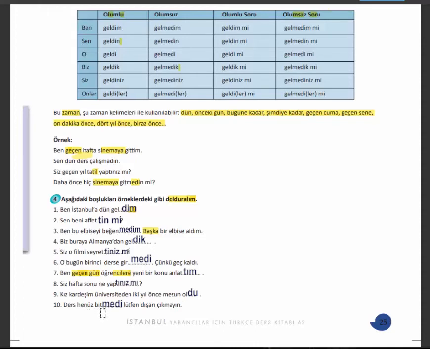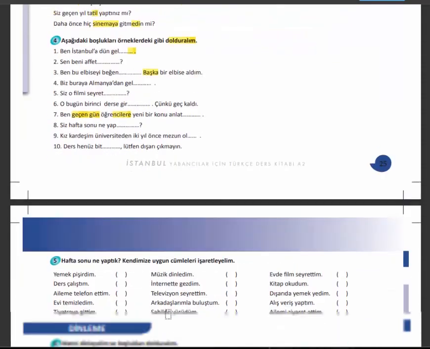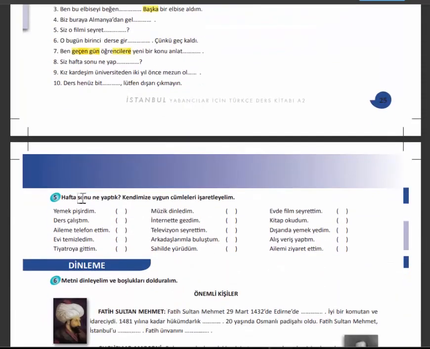Ders henüz bitmedi. The lesson has not ended yet. Lütfen dışarı çıkmayın. Please don't go outside. Now we have some exercise also. Hafta sonu ne yaptık? What did we do this weekend? Kendimize uygun cümleleri işaretleyelim. We have to mark the sentences that suit us.